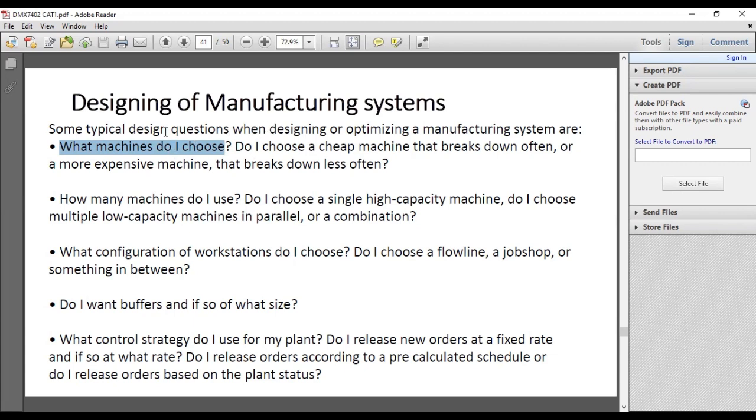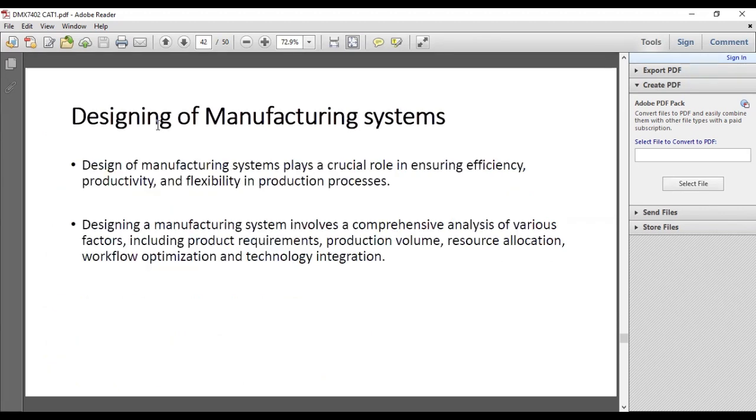So to answer these questions, we need to do proper designing. Designing of a manufacturing system is crucial because it should ensure efficiency, productivity and flexibility of the production process. So we always have to consider efficiency, productivity and flexibility of the production process, and because of that it is a little difficult.